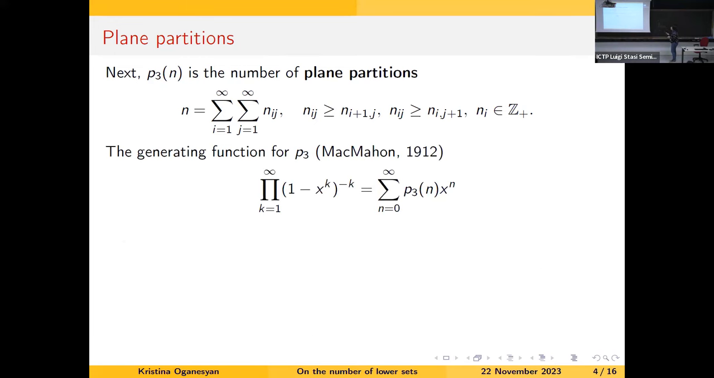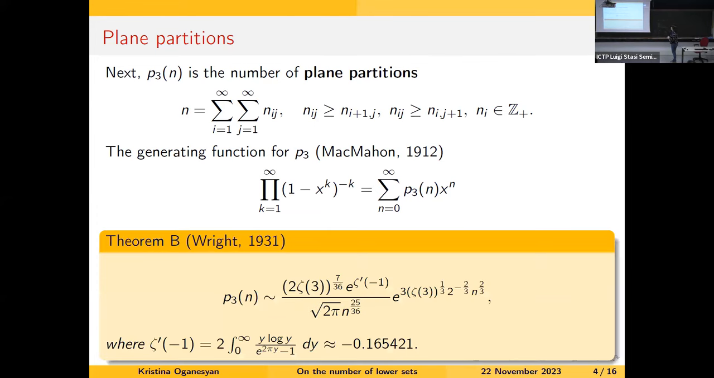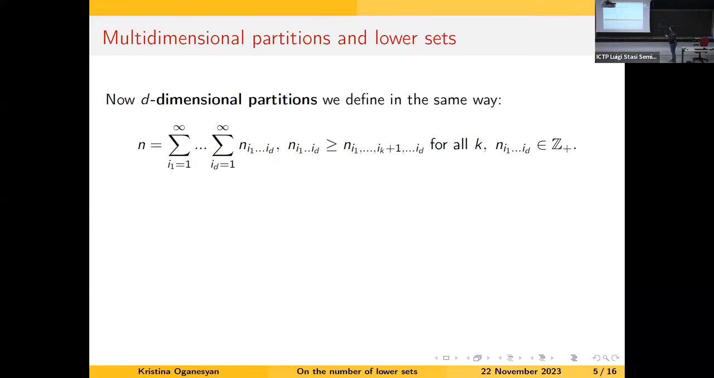And okay, we know also the generating function here in this way. And we also know the asymptotics. So here the main part is exponent of n to the power 2/3 and some constant. So we don't have a dimensional definition, but we already can make some conjectures about the growth in this value. Okay, let's see the definition.